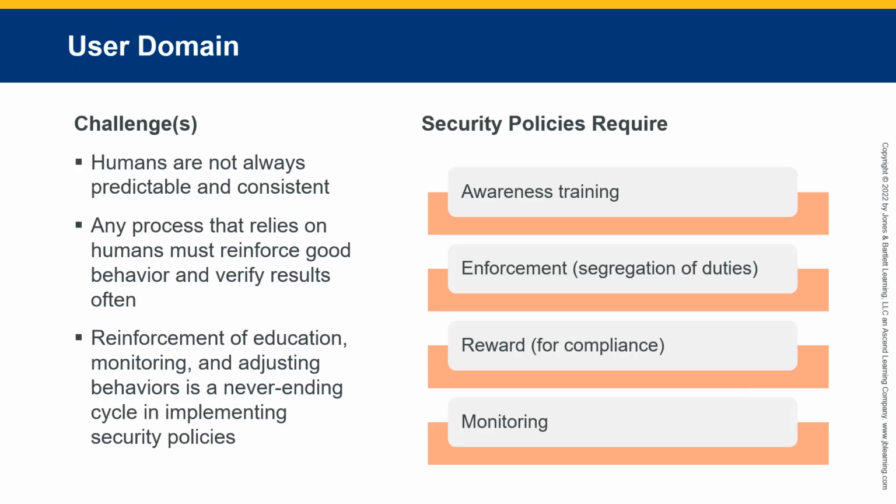User domain, the challenges. Humans are not always predictable and consistent. Okay? When you're a leader and a manager, you know that 80% of your problems are going to come from people. That's just the way humans are. They're unpredictable. Any process that relies on humans must reinforce good behavior and verify results often. Reinforcement of education, monitoring, and adjusting behaviors is a never-ending cycle in implementing security policies. Security policies require awareness training, enforcement, segregation of duties, reward for compliance, and monitoring.